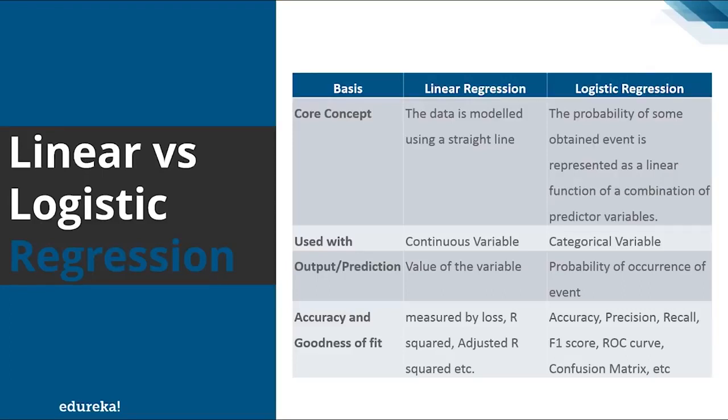Now, how will you check the accuracy and goodness of fit? In the case of linear regression, you have various methods like measured by loss, R squared, adjusted R squared, etc. While in the case of logistic regression, you have accuracy, precision, recall, F1 score, which is nothing but the harmonic mean of precision and recall. Next is the ROC curve for determining the probability threshold for classification, or the confusion matrix, etc. There are many. All right.